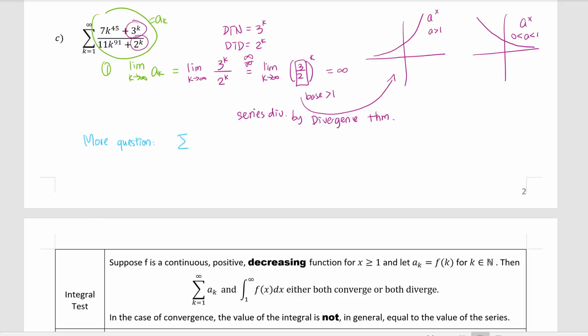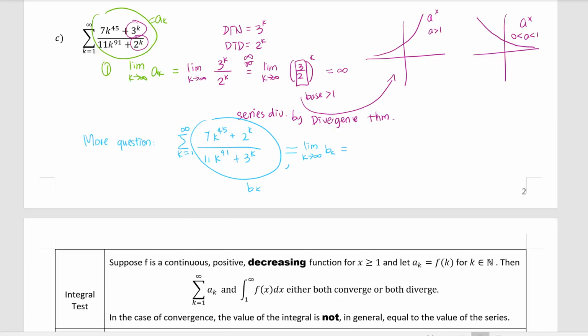So what if, instead of that, we have something like 7k to the 45 plus 2 to the k instead of 3 to the k. What if the positions of 3 to the k and 2 to the k change? Well, if we have this, you notice that the limit as k goes to infinity of, let's call this guy b sub k. I don't want to call it a sub k because I don't want to confuse it with this guy. And by the way, here, don't put equal.